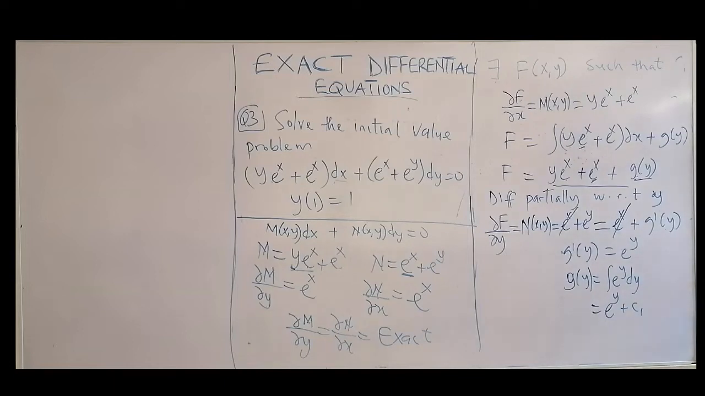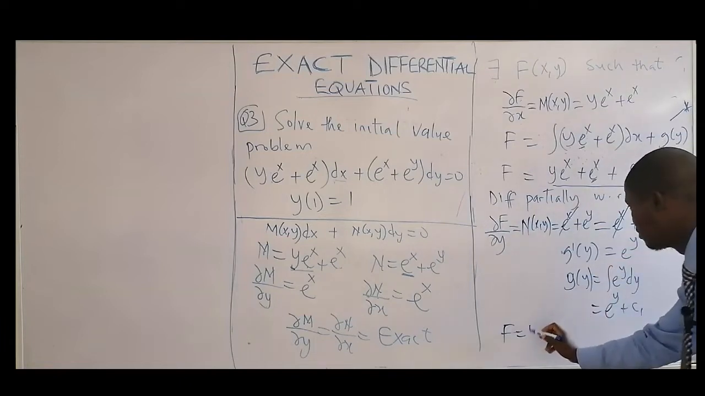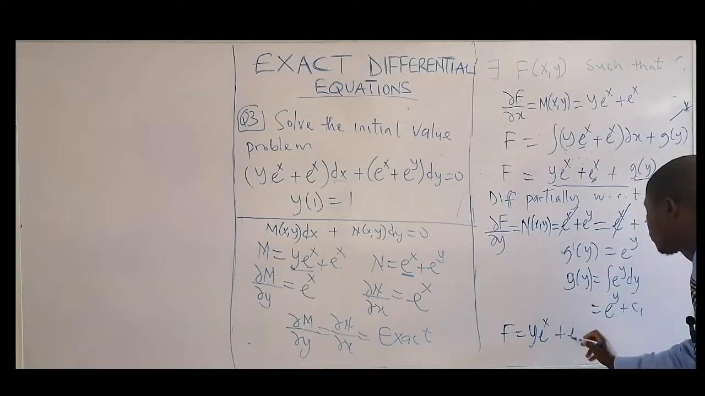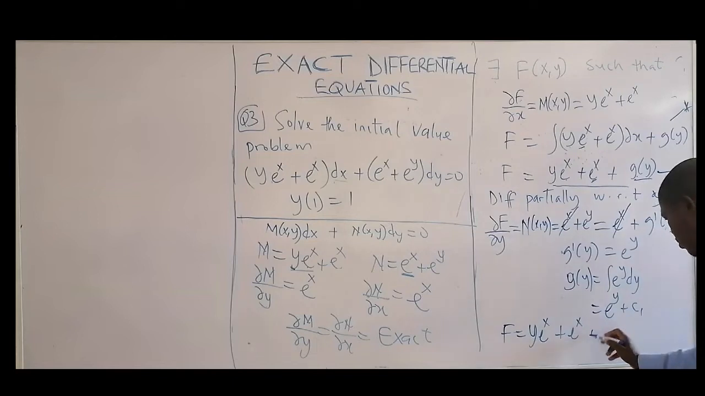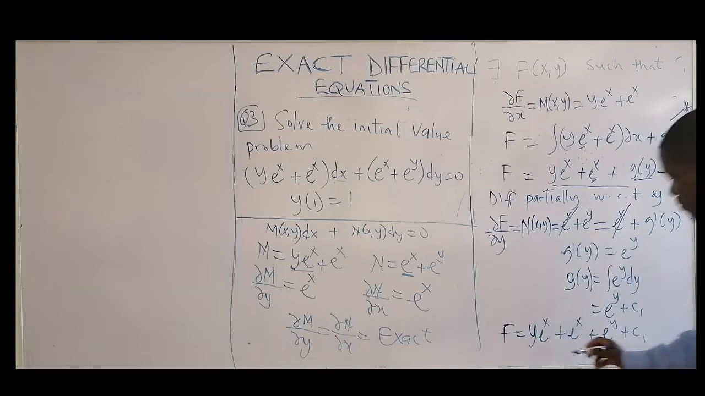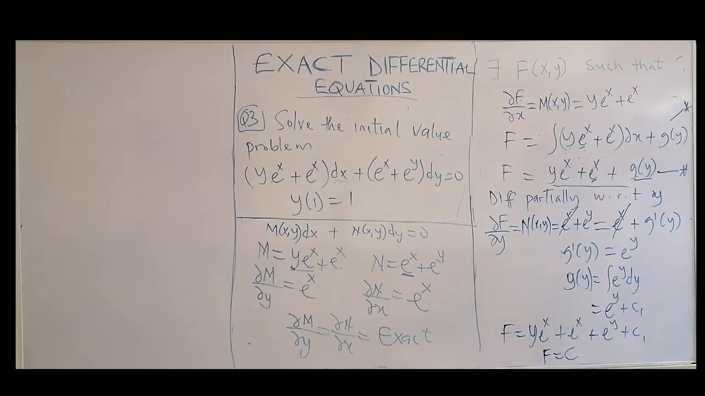Then you now come back here and substitute for your g of y. So f is equal to this plus this, plus e^y plus c1. And don't forget we have said that your f will be represented by c. So this one goes to the other side. So bigger C minus c1 is a constant. So it's C.